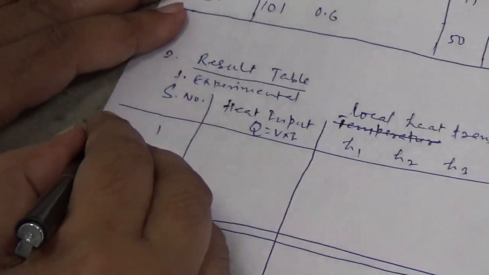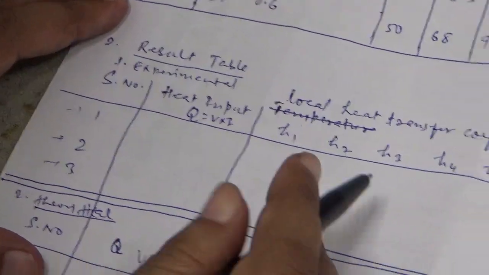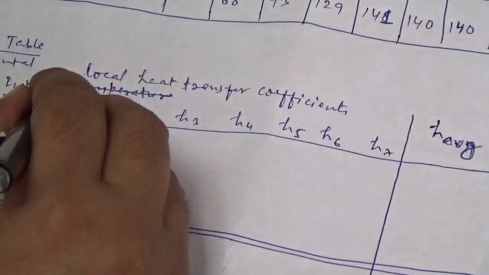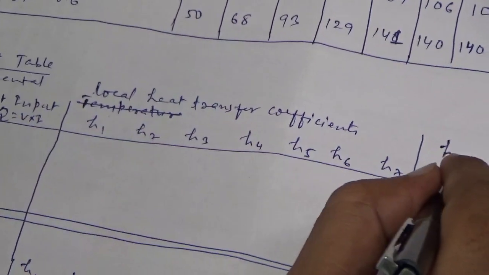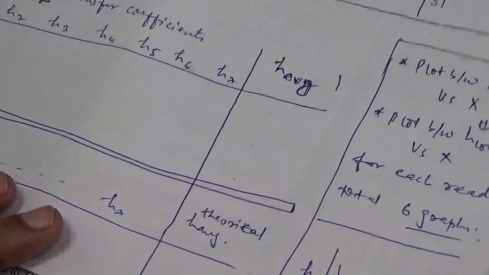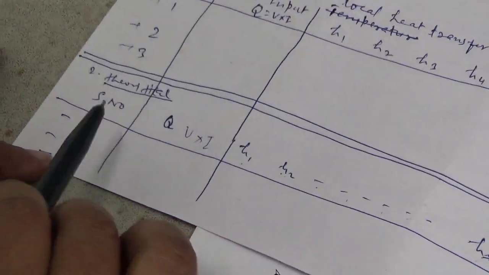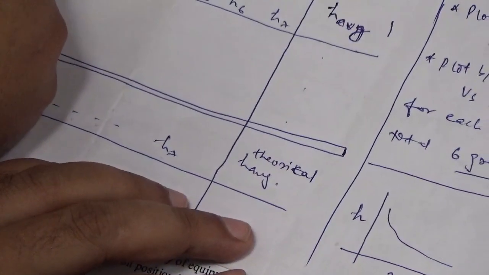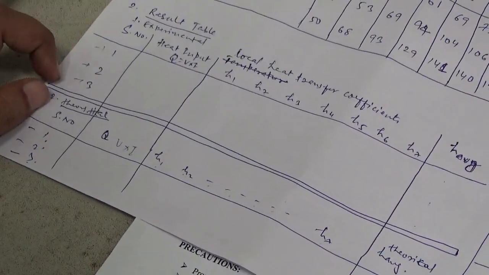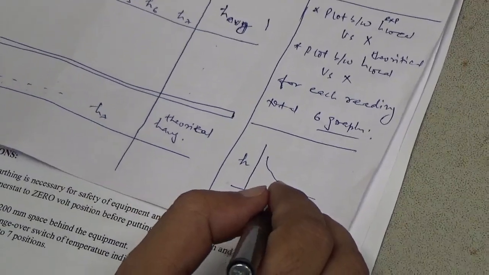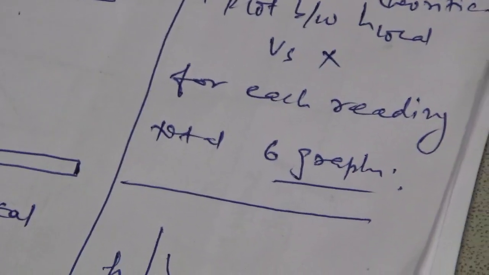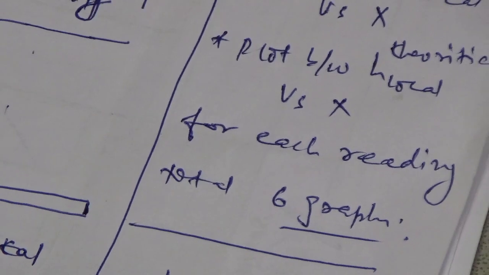Here 3 sets of experiments have been done at 3 heat inputs. So you have 3 sets of heat transfer coefficients at 7 different positions. Accordingly, you have to make the average, h1 plus up to h7 divided by 7. The h average will come here. In the same fashion as in the theoretical case, another graph of h versus x will come like this. For 3 sets of data, we have 3 sets of graphs also in the experimental case. So in total, you should produce 6 graphs, three each for experimental and theoretical, and this result table.